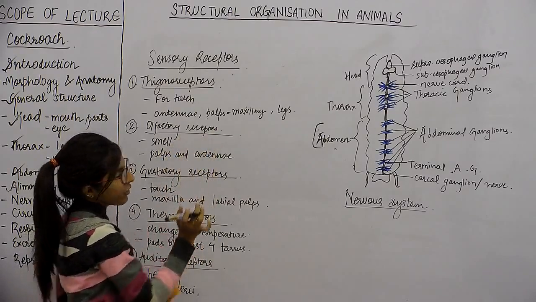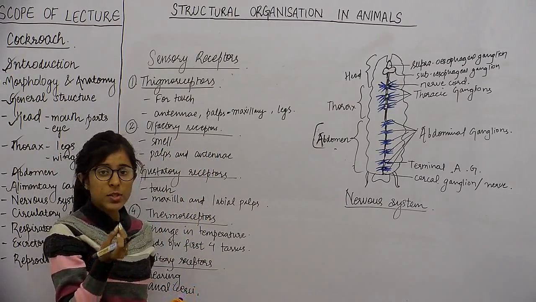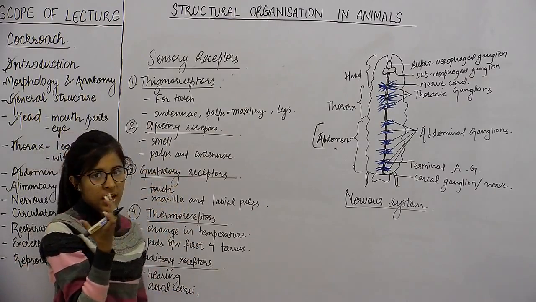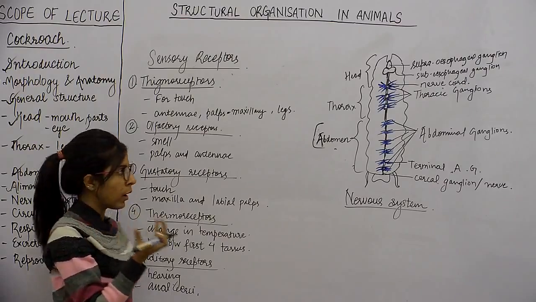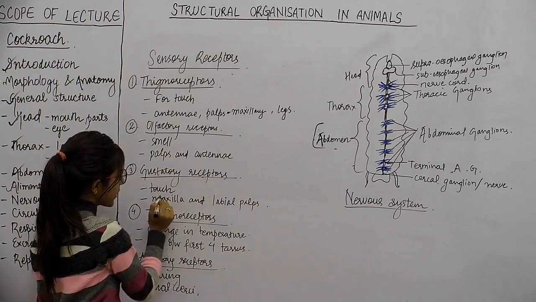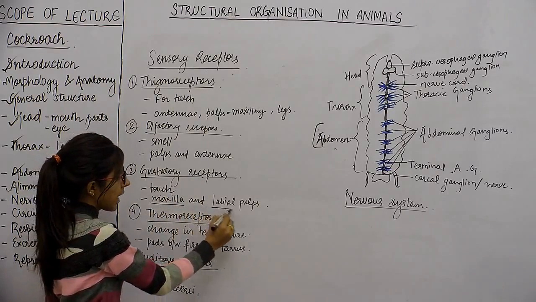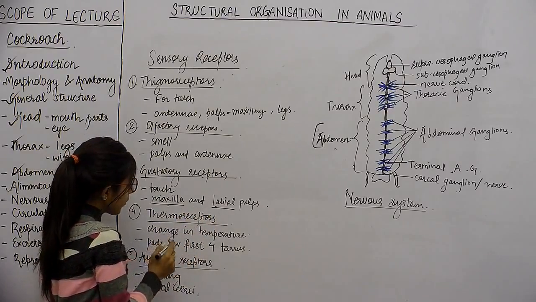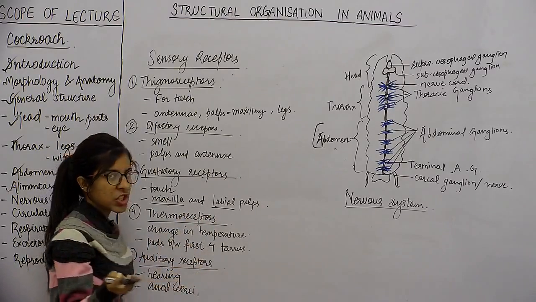Next are the olfactory receptors. Olfactory receptors are for smell. Okay, they are present in the palps, all the palps, that is labial, in the whole mouth, and they are also present in the antennae. Gustatory receptors are receptors of touch and they are present on maxilla and labial palps. मतलब माउथ के दो ही हिस्सों में प्रेजेंट होते हैं ये. Thermoreceptors detect the changing temperature.